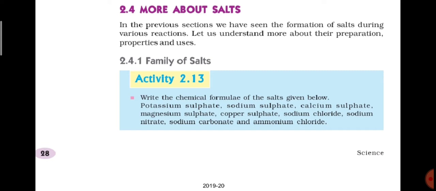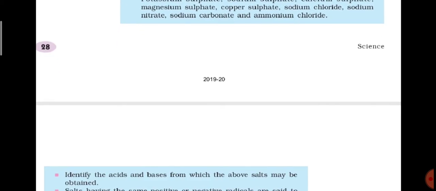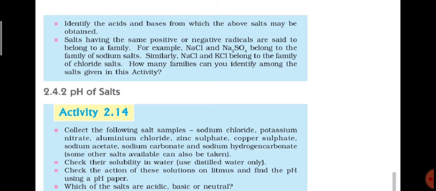So activity 2.13, which is about the family of salts. Write the chemical formulae of the salts given below: potassium sulfate, sodium sulfate, calcium sulfate, magnesium sulfate, copper sulfate, sodium chloride, sodium nitrate, sodium carbonate and ammonium chloride. So first of all you have to write their chemical formulae. Now identify the acids and bases from which the above salts may be obtained.